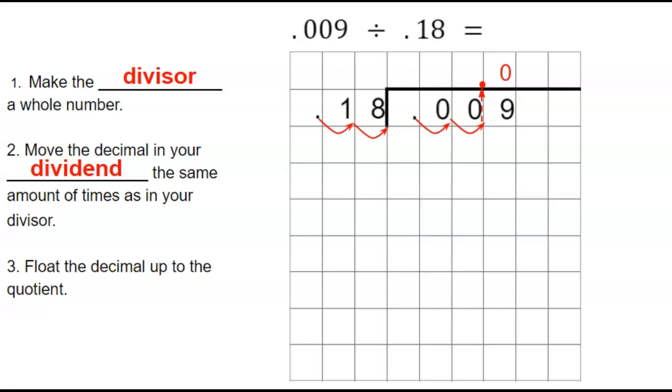So 18 goes into 9 0 times. We reveal a 0. 18 goes into 90 5 times. 5 times 18 is 90. Subtract that, we get 0, and we're done. Our answer is 5 hundredths. My apologies for not putting it up there.